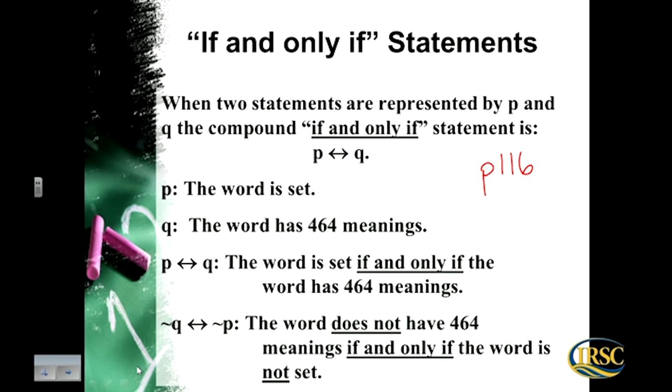There are, again, many ways that you can rewrite an equivalent statement for these. The order of the P and Q does not matter, because notice it's a double arrow, and so you could reverse it and you're still pointing the arrow at the same thing. So for that first statement, I could also say the word has 464 meanings if and only if the word is set. So the order of where you write your P and Q doesn't matter.